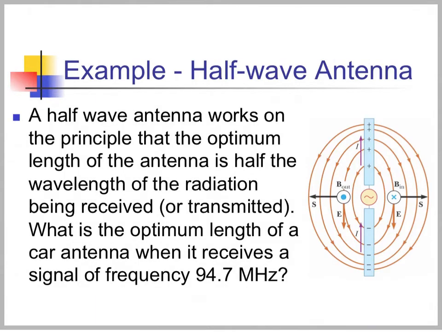So let's look at a problem, a half-wave antenna. It works on the principle that the optimum length of the antenna is half the wavelength of the radiation being received or transmitted. What's the optimum length of a car antenna when it receives a signal of 94.7 megahertz?